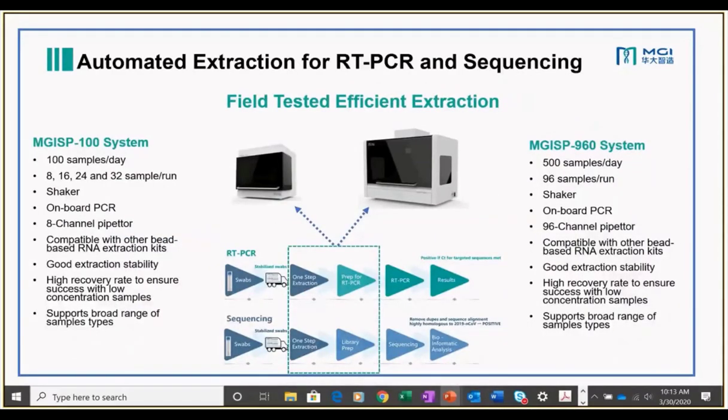For automation, MGI offers two different platforms, MGI-SP 100 and MGI-SP 960. They primarily differ in their throughput. MGI-SP 100 does about 100 samples a day. MGI-SP 960 can do about 500 samples a day. They have all the features required to do extractions and library prep on board. And these are extensively field tested because of the fact that these were deployed in Wuhan right at the early stage of COVID-19 outbreak.